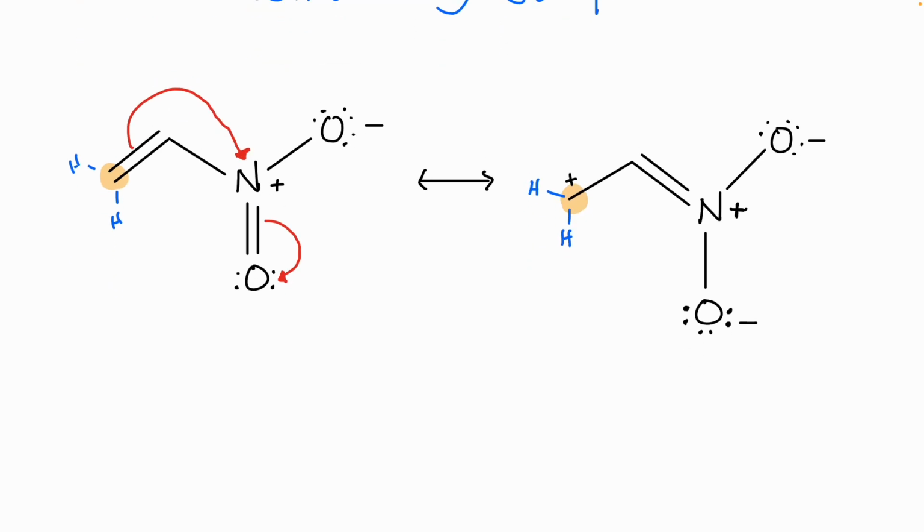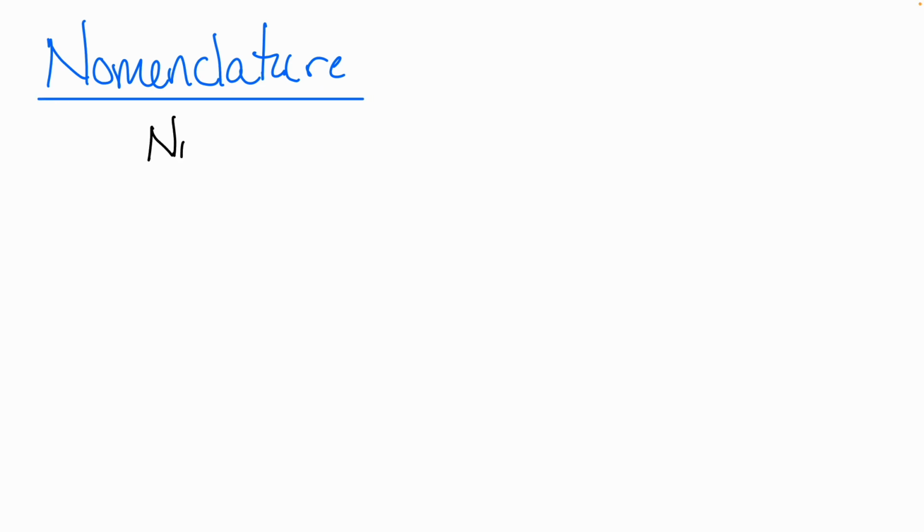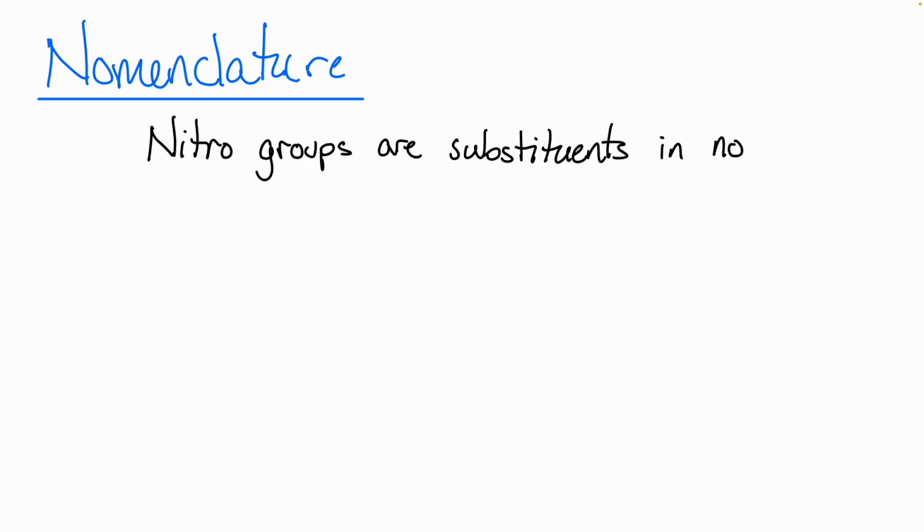All right, and then lastly, with these nitro groups, how do we do nomenclature with nitro? Those nitro groups are substituents in the world of nomenclature. They are nitro substituents. So by substituent, I mean they go out front of the name, not in the back half of the name.